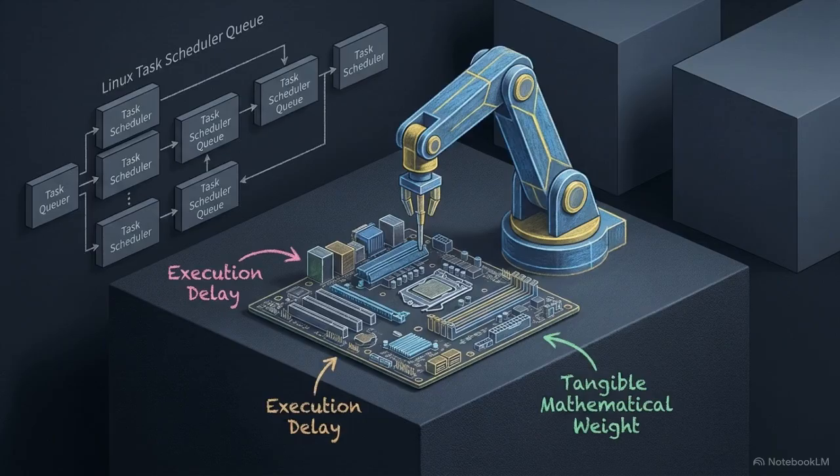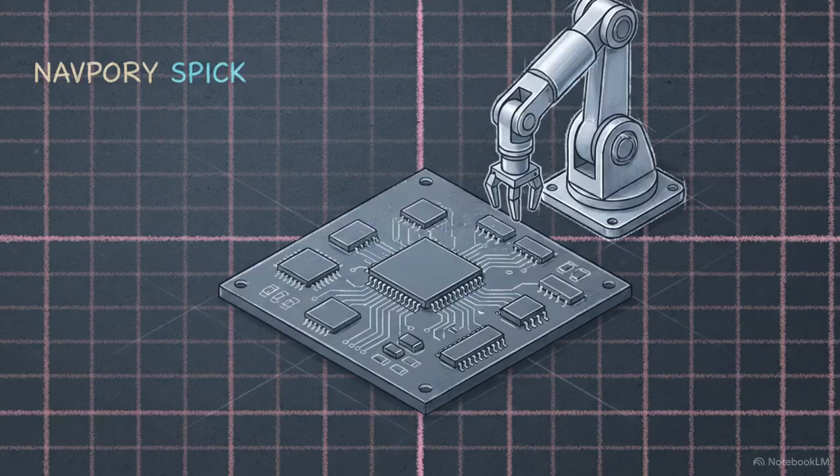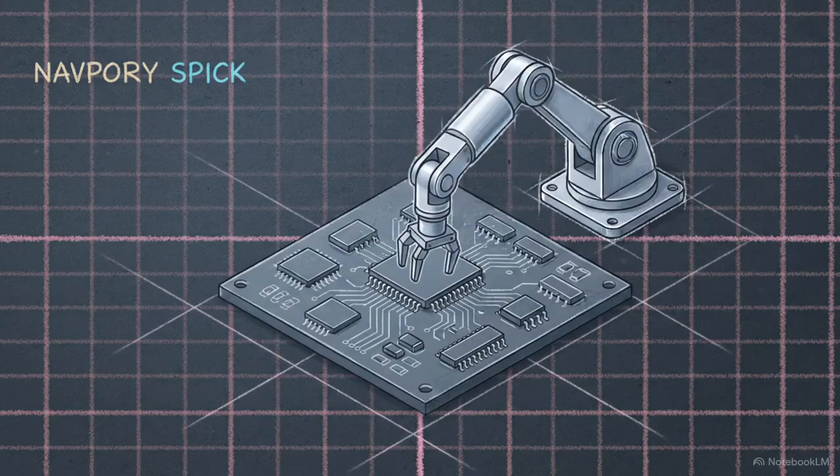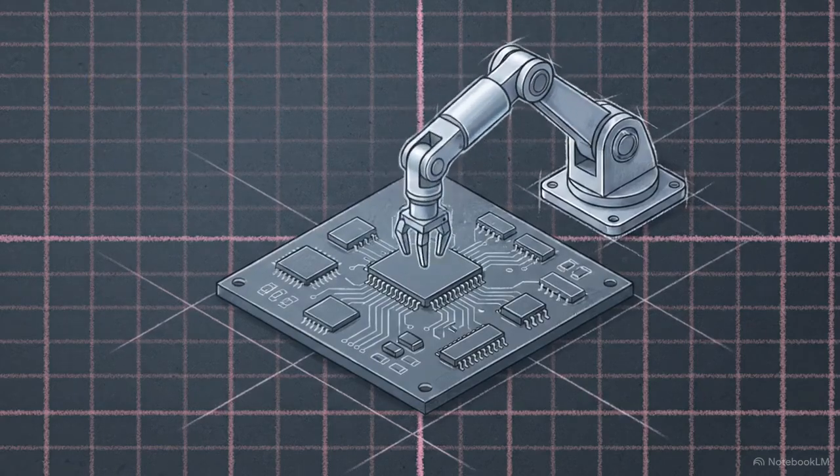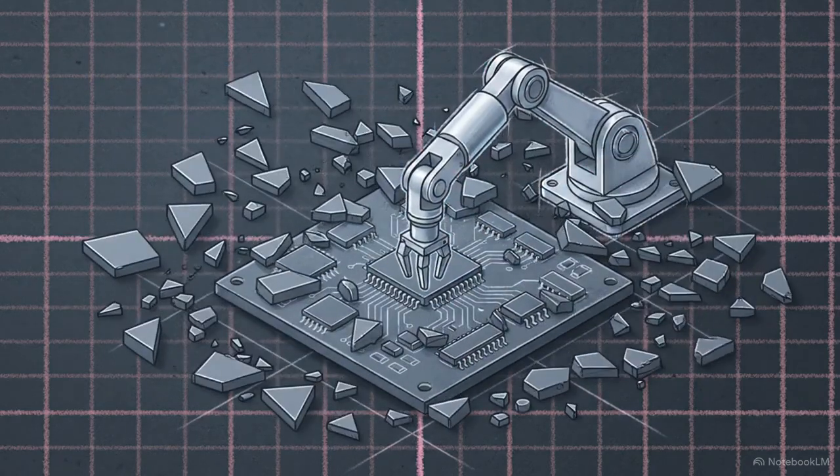This deterministic execution profile translates directly to hard real-time robotics. If an autonomous machine relies on a standard Linux scheduler, a sudden operating system interruption will cause a latency spike during a movement calculation, resulting in a physical collision.